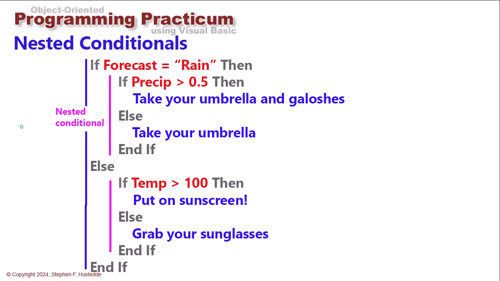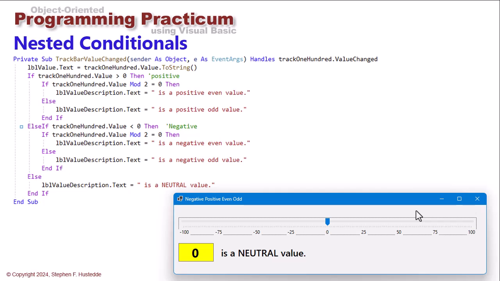Let's take a look at a Visual Basic example. I created an application with a track bar that goes from -100 to +100. And I want to know, as we move this track bar, is the number positive or negative, and is it even or odd? So if I go to 25 here, I'm told that is a positive odd value.